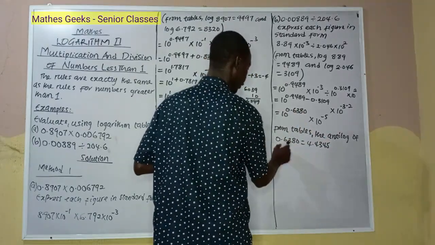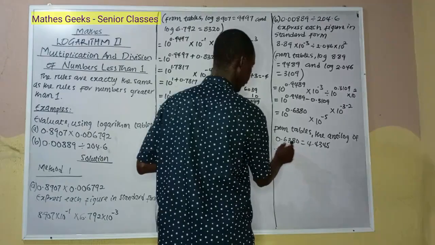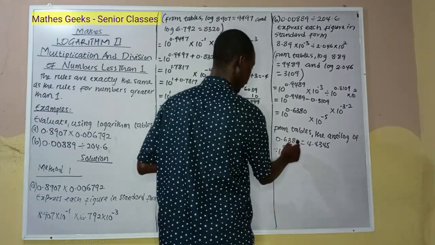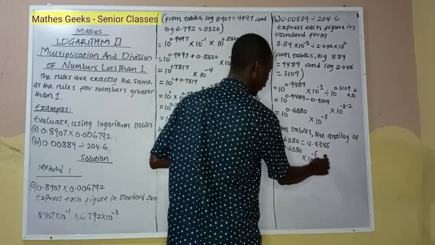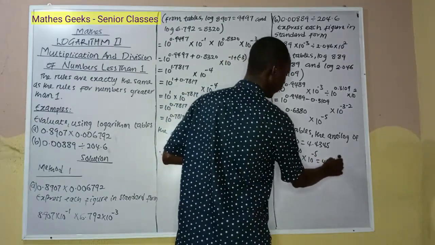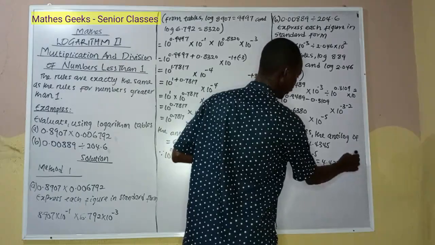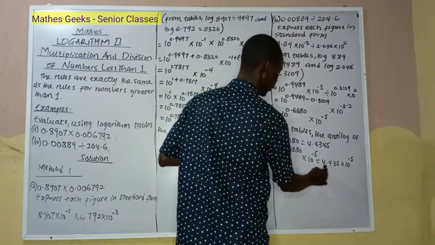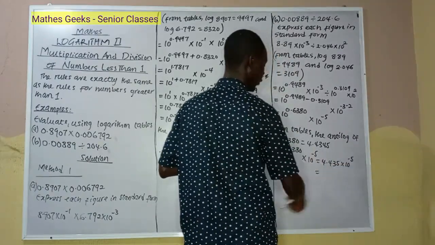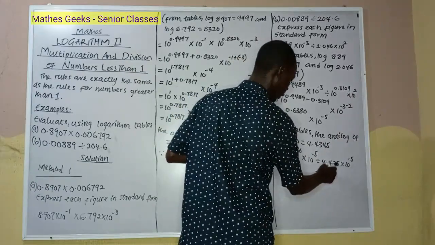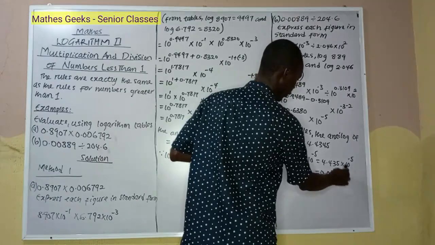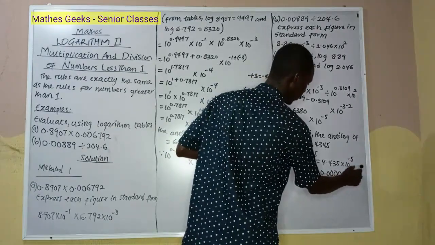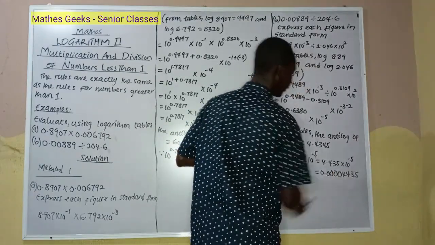So this will give us, therefore, 10 raised to 0.6380 times 10 raised to minus 5, which is equal to 4.435 times 10 raised to minus 5. So this implies that we move the decimal point backwards 5 times. This will give us 0.00004435.